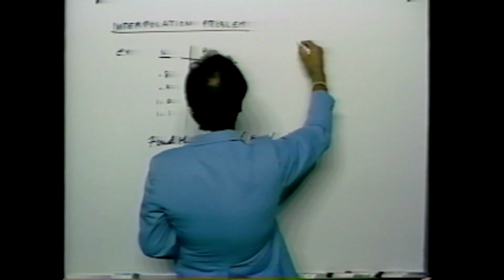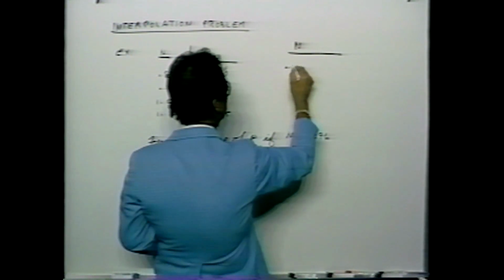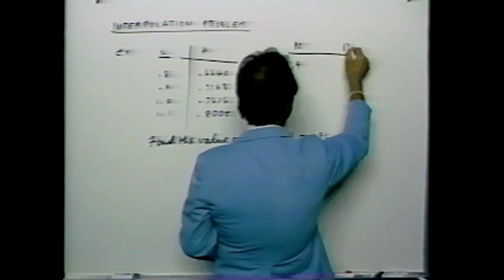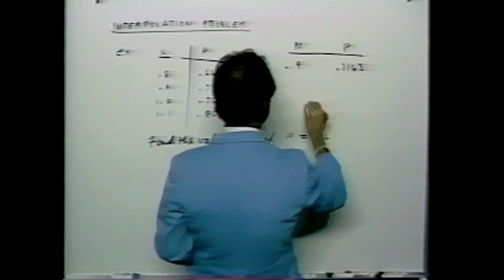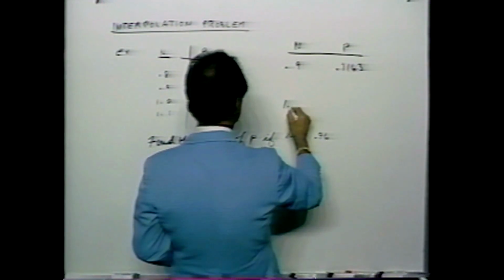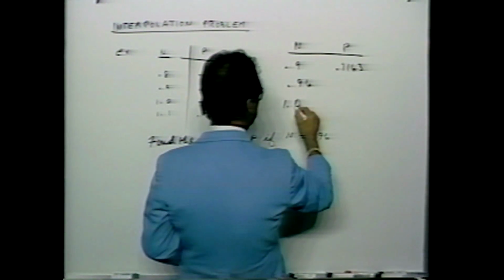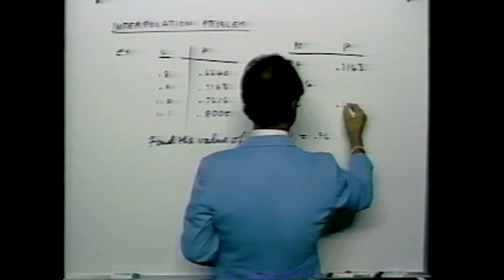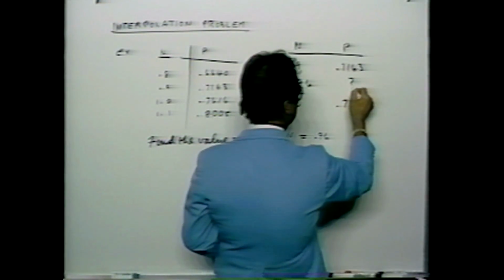Let me illustrate. I have for n the value of 0.9. Opposite it, I have for p the value of 0.7163. In between 0.9 and 1.0, I will leave a space for 0.96. Opposite 1.0, the number entered is 0.7616. This quantity then has to be found.